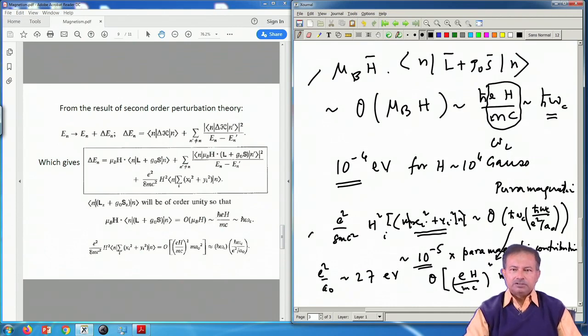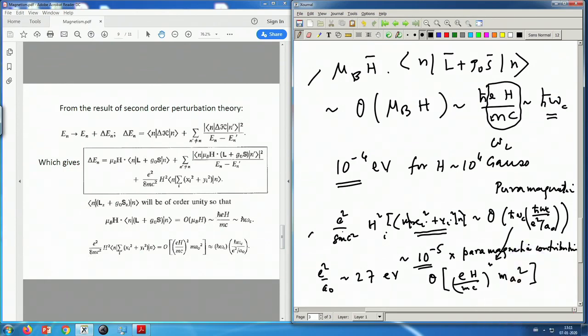This term is called the Larmor diamagnetism or Langevin diamagnetism. It is discussed even from your BSc days, and even probably in high schools, you have heard of this Larmor or Langevin diamagnetism. So, that is of no significance. That contribution is always there.